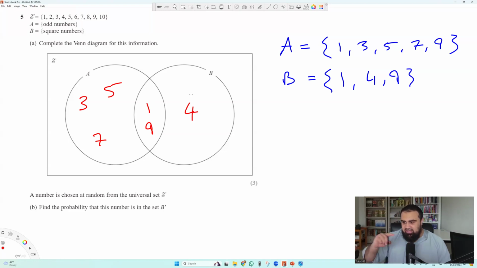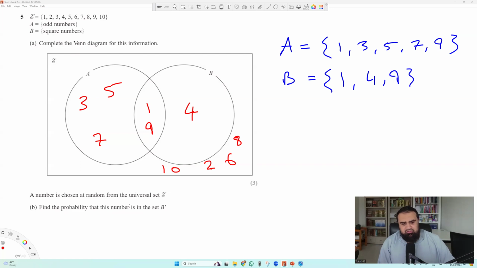And any number that's not used goes in the outside box. So what hasn't been used? 2 hasn't been used. 3 has been used. 4 has been used. 5 has been used. 6 hasn't been used. 7 has been used. 8 hasn't been used. And 10 hasn't been used, right? Did I do this correct, everybody? Now, I'm pretty positive this is all correct.